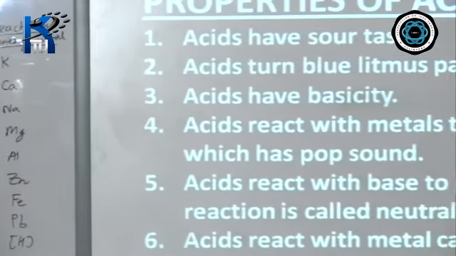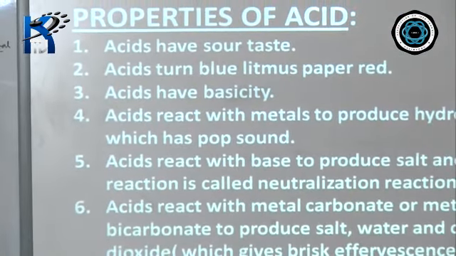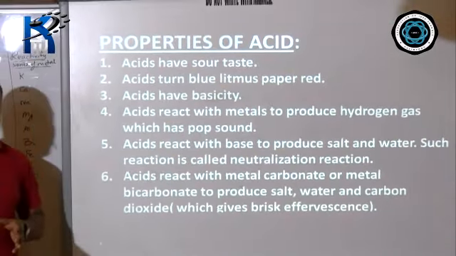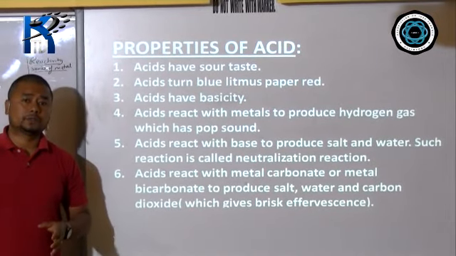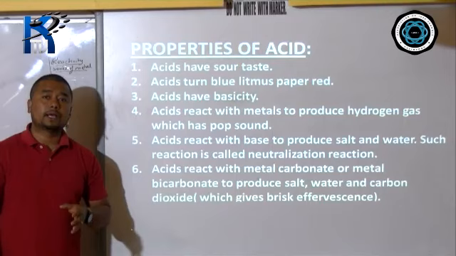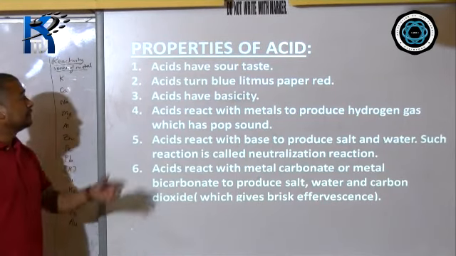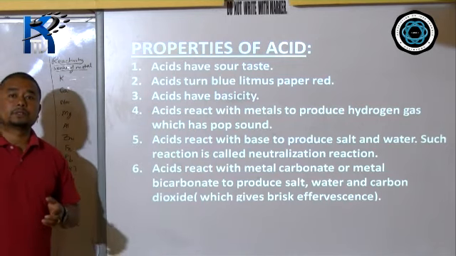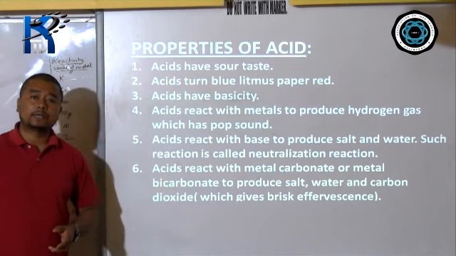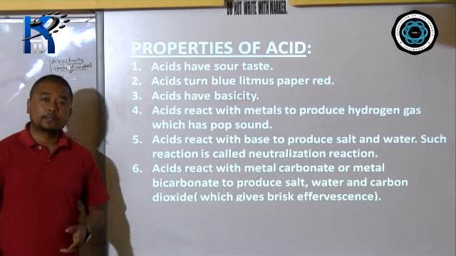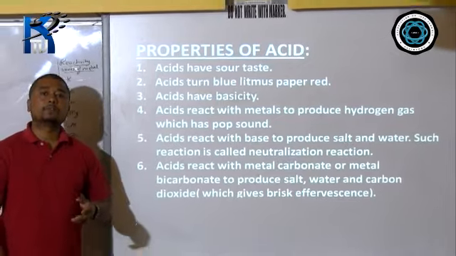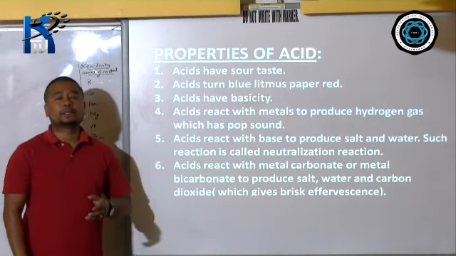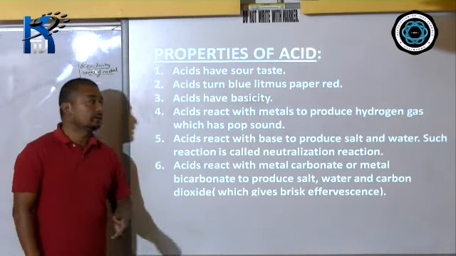Next, number 3 property we'll see is acids have basicity. As I told you, basicity means the number of hydrogen ions or hydronium ions produced on dissociation of an acid, which I explained to you yesterday. For example, HCl, when it breaks, produces 1 hydrogen ion, so its basicity is 1. Sulfuric acid produces 2 hydrogen ions. When dissolved in water, it produces 2 hydronium ions, so sulfuric acid's basicity is 2. Similarly, phosphoric acid, formula H3PO4, will produce 3 hydrogen ions, or when it dissolves in water, it produces 3 hydronium ions, therefore its basicity is 3.